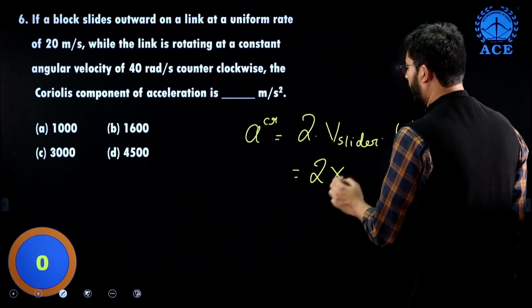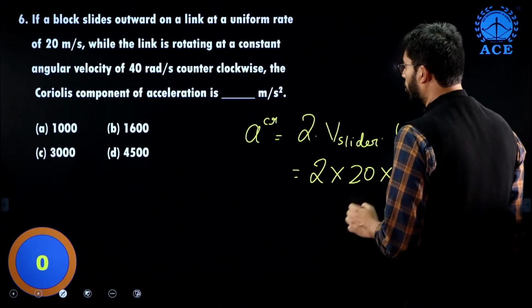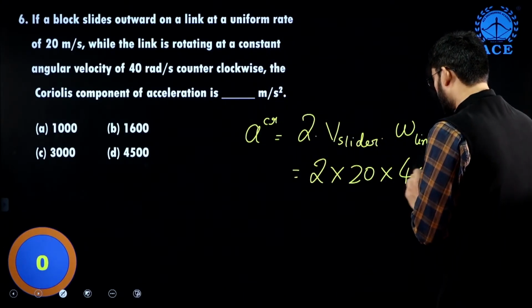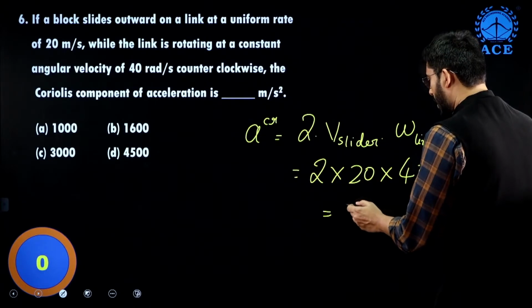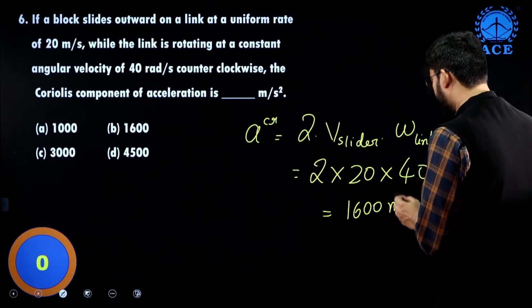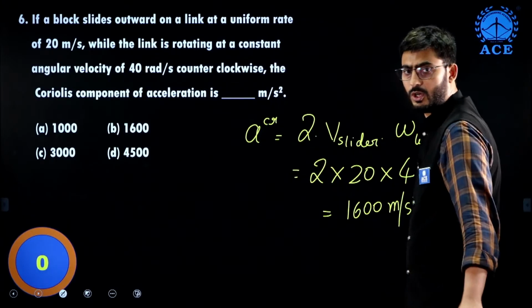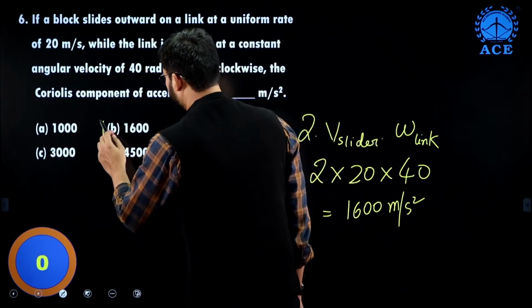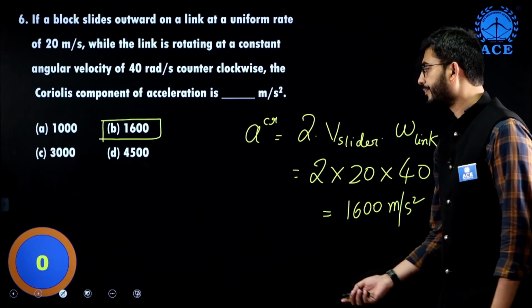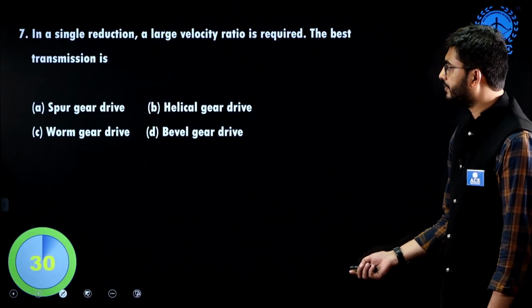So 2 into 20 into omega, which is 40, is equal to 1600 meter per second square. Option B is the answer, guys. Okay, let's see the next question.